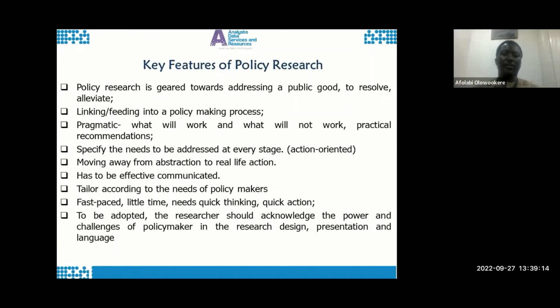In other words, they show us what will work and what will not work, and they provide practical recommendations. They are to specify the needs to be addressed at every stage. So most times they show details, so you don't just lump things up. For instance, economists are very interesting when we do a lot of analysis.